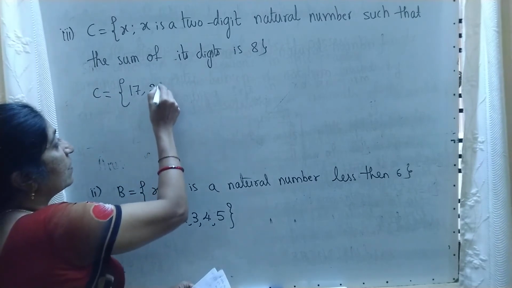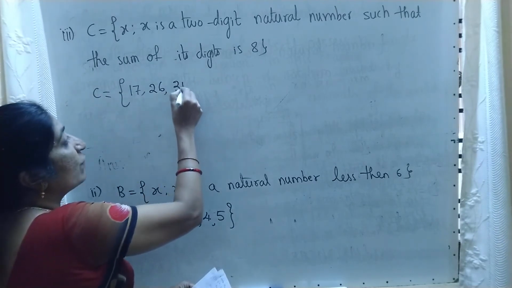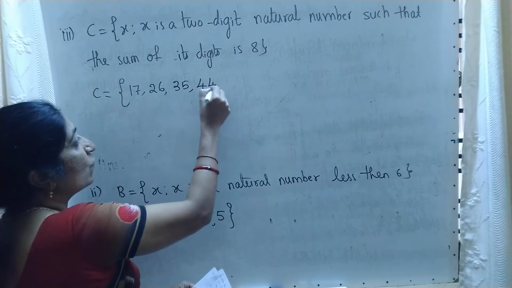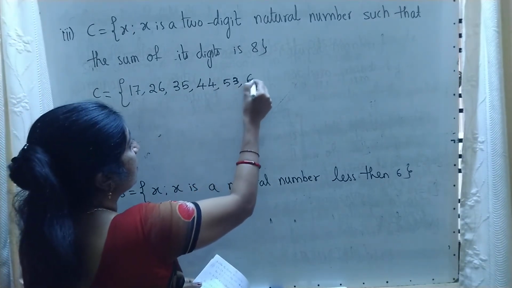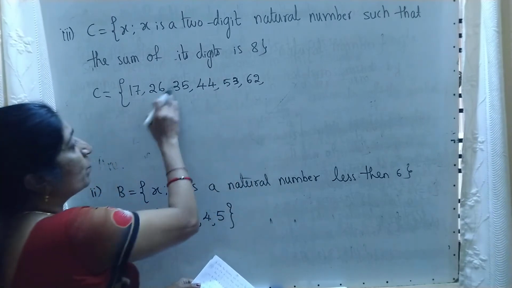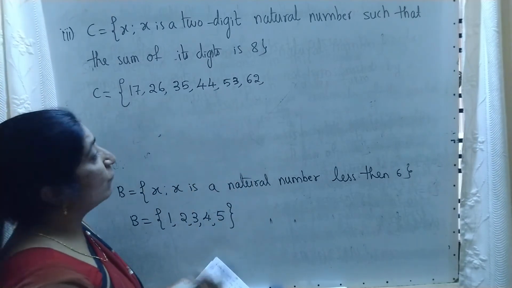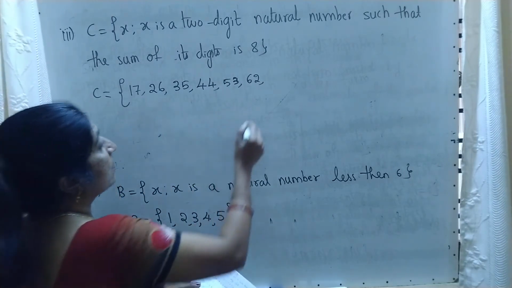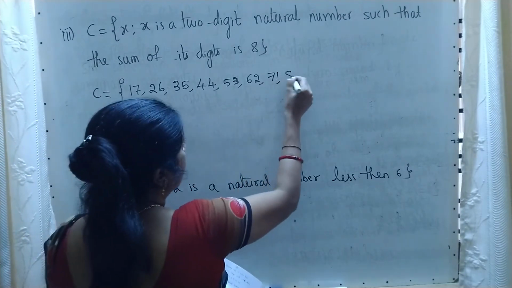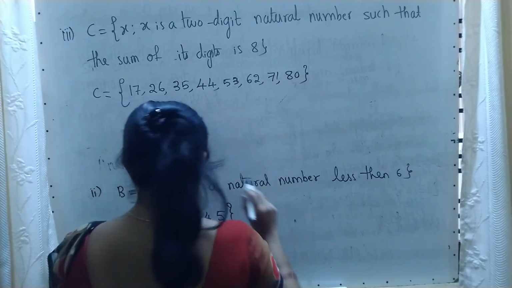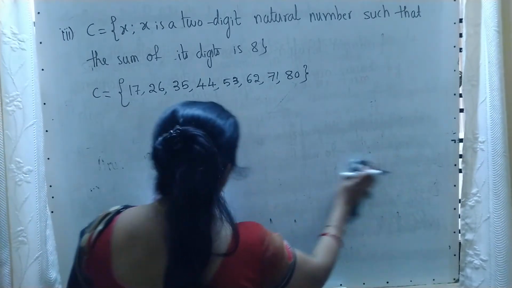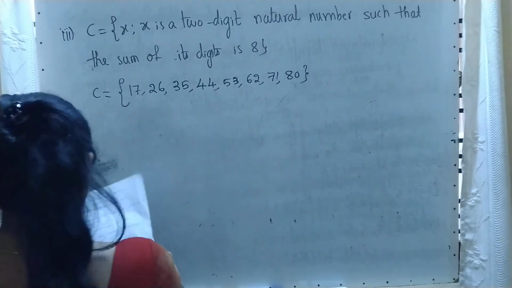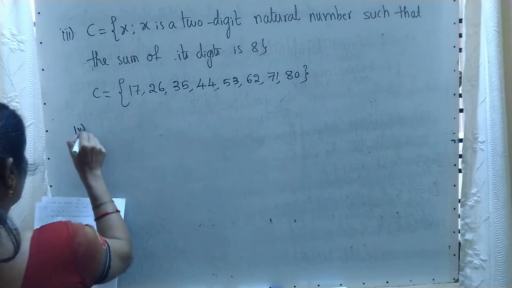Then 26, 35, 44, 53, 62. Add the digits: 2 plus 6 is 8, 3 plus 5 is 8, 4 plus 4 is 8, like that. 71 and lastly 80, because 8 plus 0 is 8. Read that statement correctly and write the answer slowly. Next, fourth one.